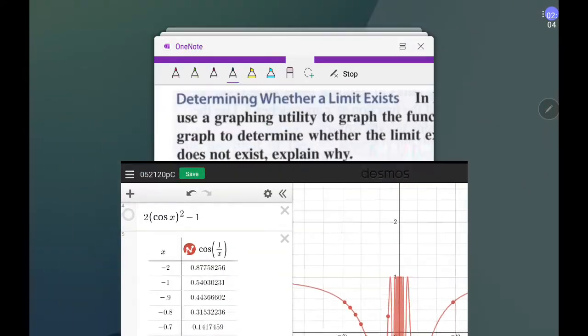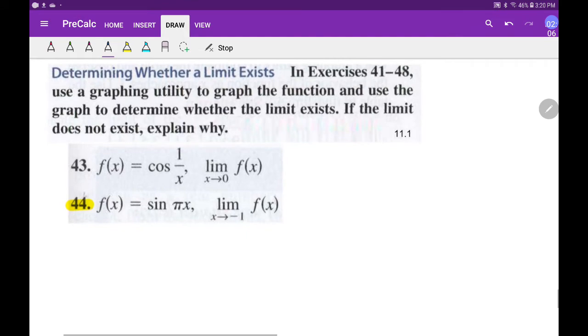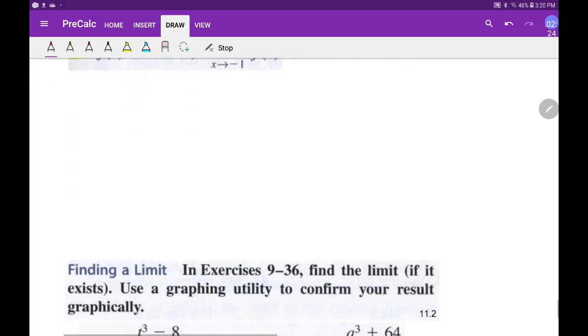Okay, so I will put a picture of that up here, and I will show it doesn't exist. The limit as x approaches 0 of f of x does not exist because it never settles anywhere. It's not approaching anything. It's going back and forth, and the closer I go, the more it does.